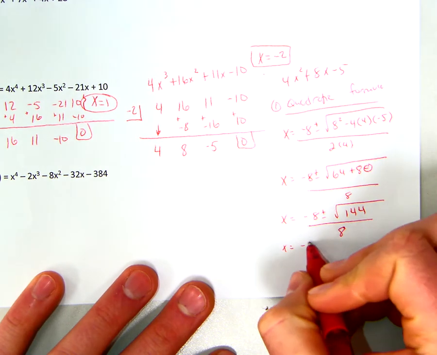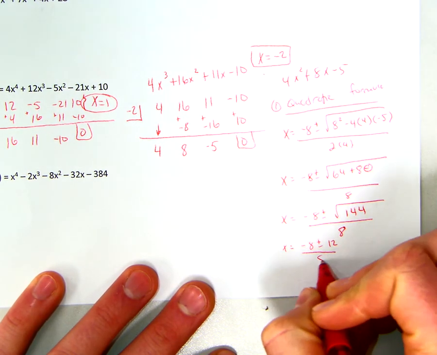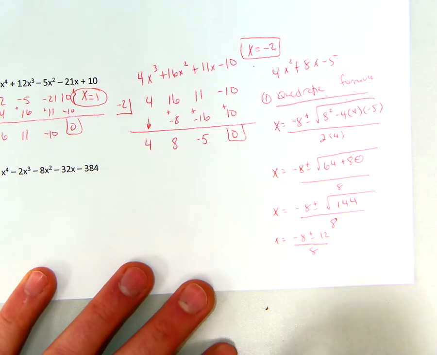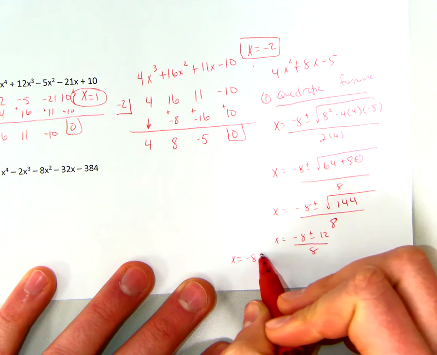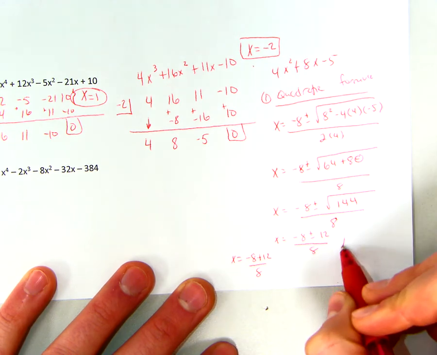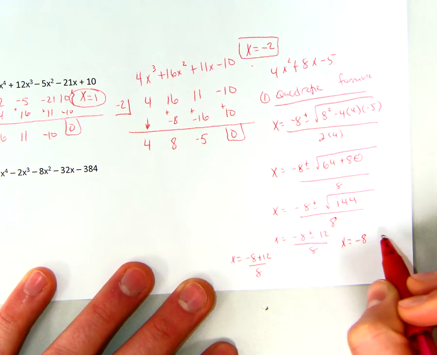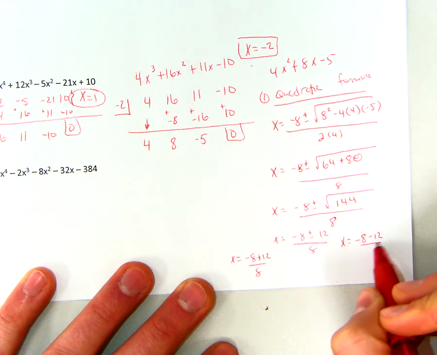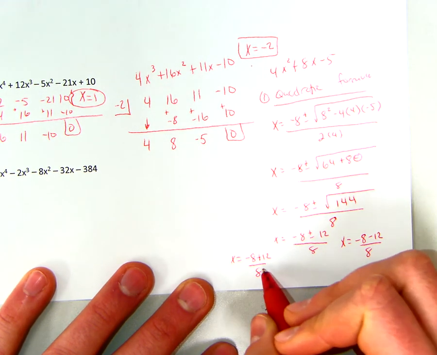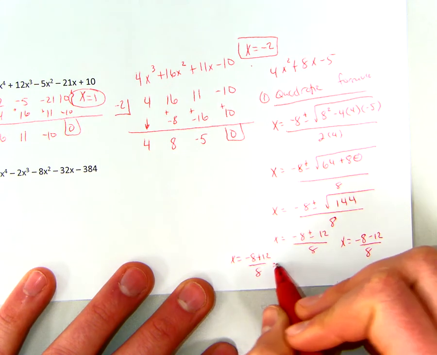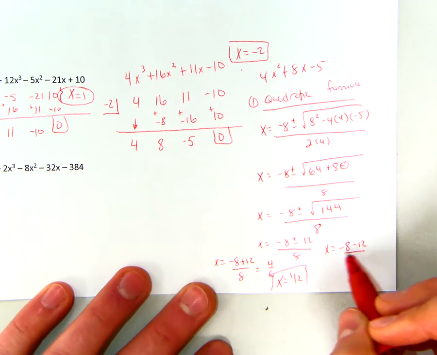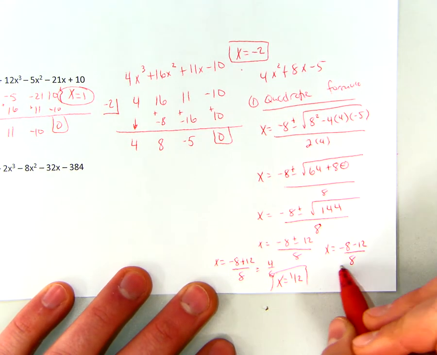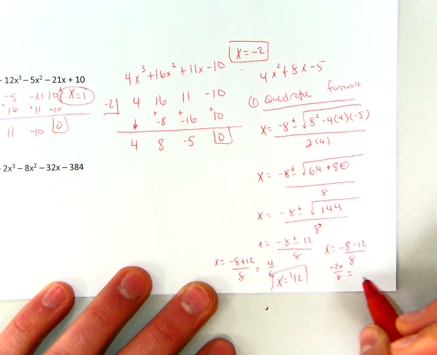This turns into x equals negative 8 plus or minus 12 over 8. Square root of 144 is 12. From here you can break it up into two problems. You have the x equals negative 8 plus 12 over 8, and you have the x equals negative 8 minus 12 over 8. Here, when you do the addition on top, you would get 4 over 8, so x equals a half. And here you have negative 8 minus 12, so you have negative 20 over 8, where x would equal negative 5 halves.